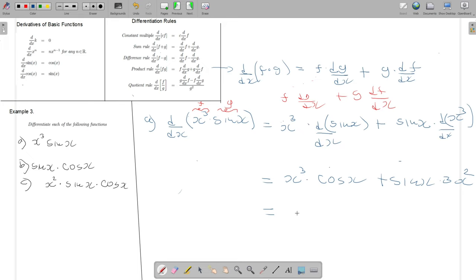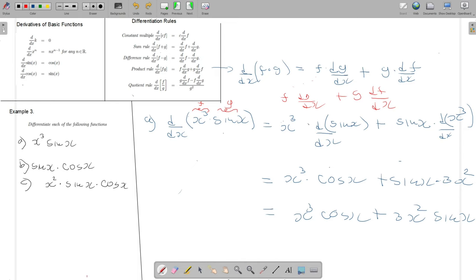Remember that. Now, x cubed cos x. In the final answer, it's always better to write this 3x squared in front, just to point out it's not inside the sine. And because of the commutative rule, I can change them over.